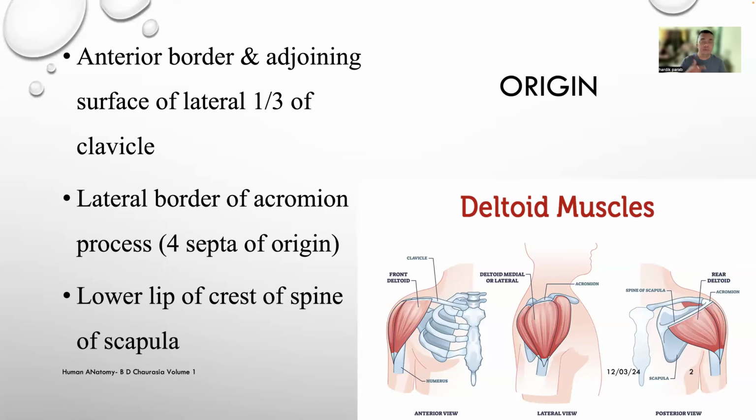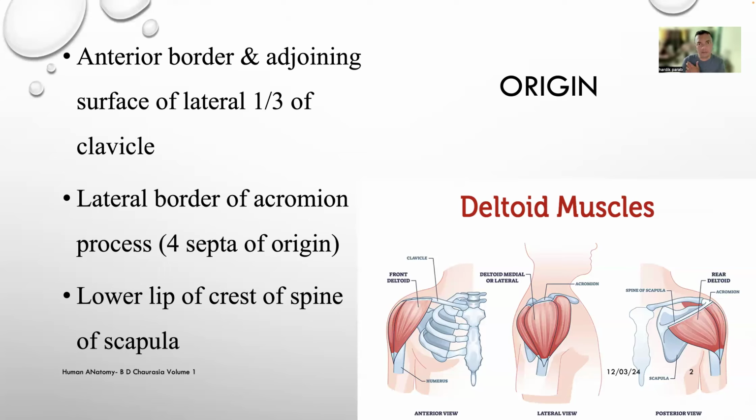And then the posterior fiber, we can see over here in the third diagram, arises from the lower lip of the crest of the spine of the scapula. So in that way, we have anterior fiber, middle or acromial fiber, and posterior fiber. These three heads, three types of fibers, are present in your deltoid muscle. So this is about the origin.